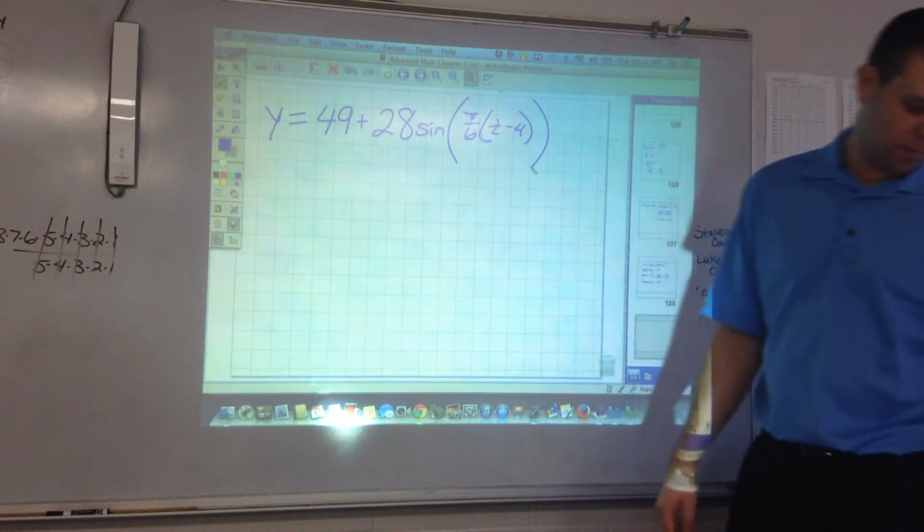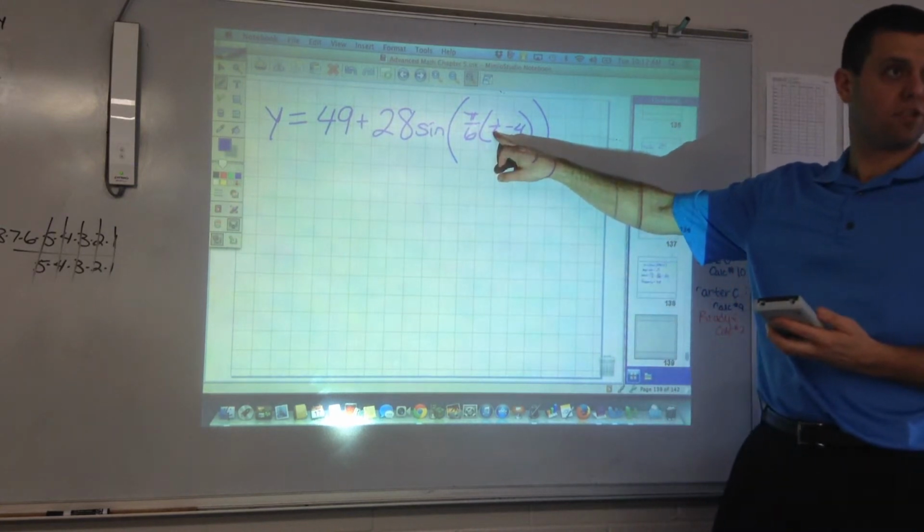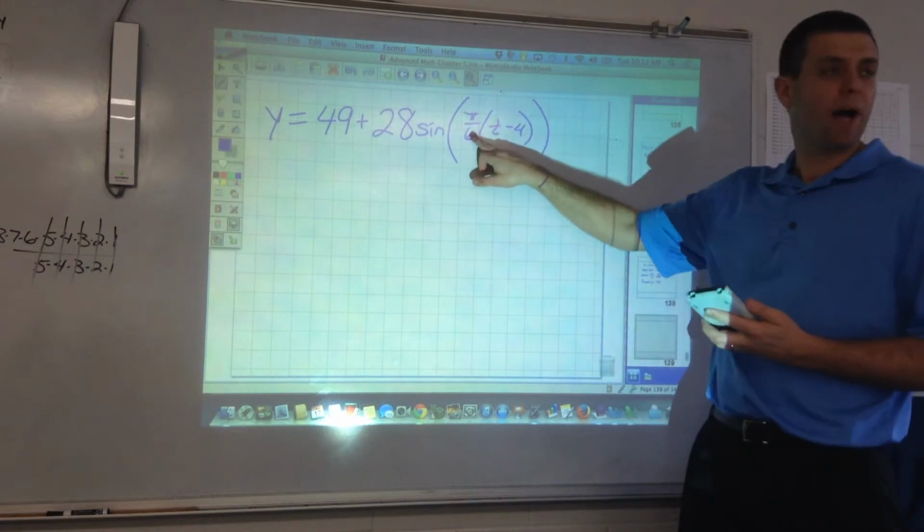Now to find my average monthly temperature in October, I'm going to plug in a 10 for T. 10 minus 4 is 6. What's 6 times pi over 6?